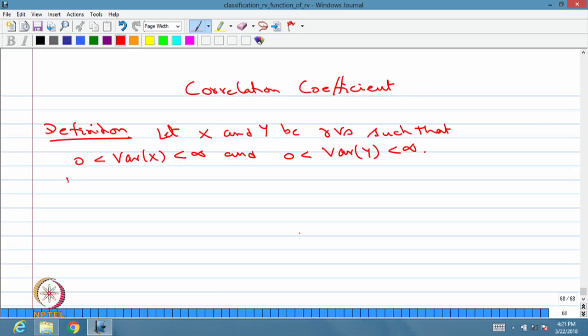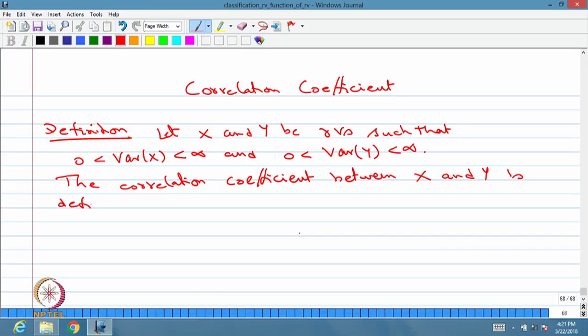Then the correlation coefficient between the random variables x and y is defined as, with the notation rho. We can use the notation with a suffix or we do not need it. If the suffix is there, that means these two random variables. If the suffix is not there, the underlying random variables are two random variables.